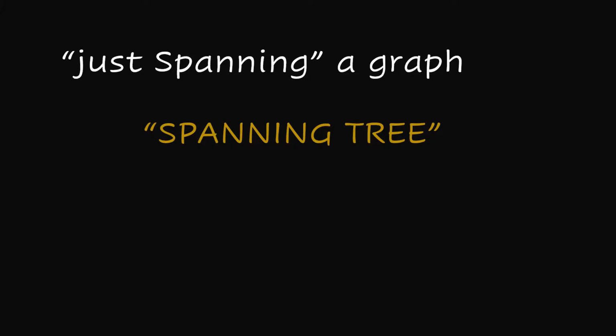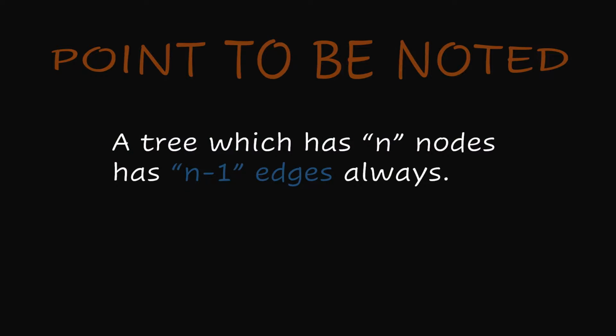So a spanning tree. Now, a spanning tree is basically just spanning a graph. So that means that a spanning tree is a tree. First of all, it's a tree that connects all the vertices of a graph with the minimum possible number of edges. Now, let me tell you a fact. A tree which has n nodes has n minus 1 edges. Always. Now, why is that the case?